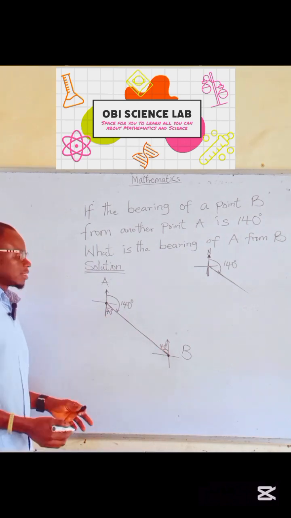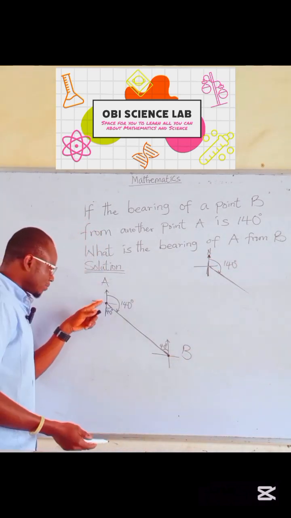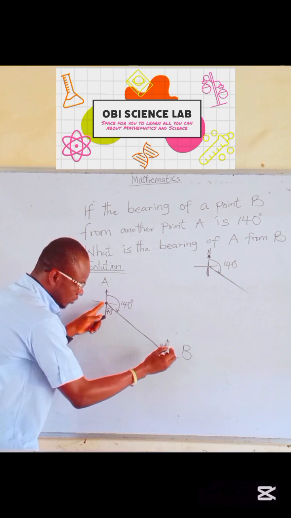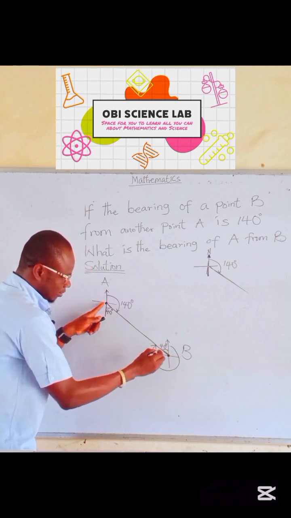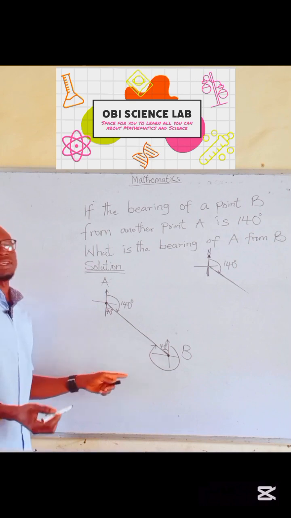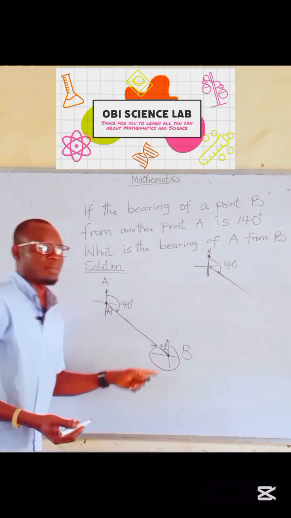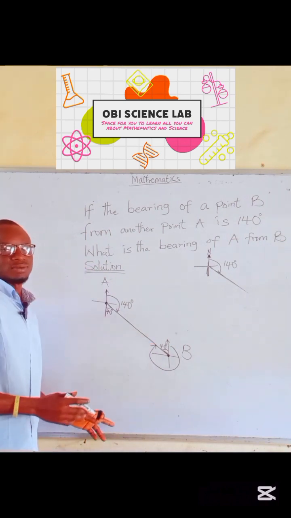Now, having done that, to get the bearing of A from B, the bearing of this point A from this point, let's get to the position. Of course, bearings are taken in the clockwise direction. So in the clockwise direction, this will be the size of the angle I'm looking for. And that angle at the point is split into two parts. One is already 40, the other is unknown.